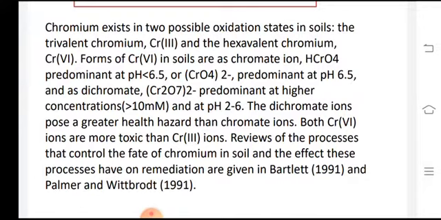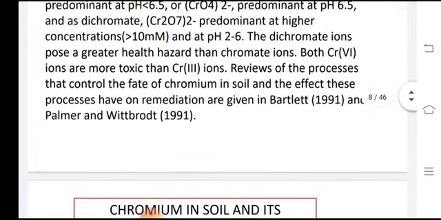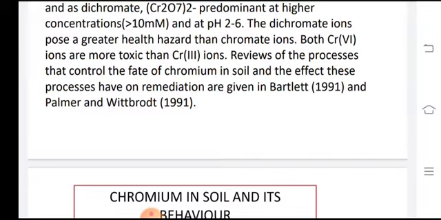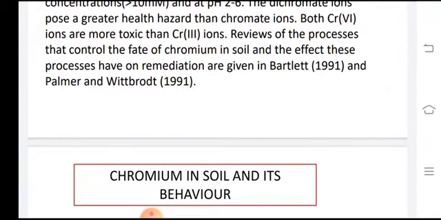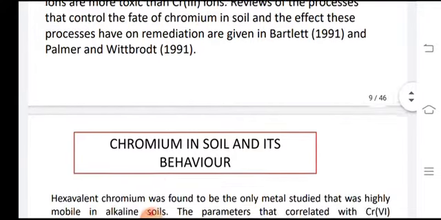Both hexavalent ions are more toxic than trivalent chromium ions. A review of the processes that control the fate of chromium in soil and the effect these processes have on remediation are given in these references.